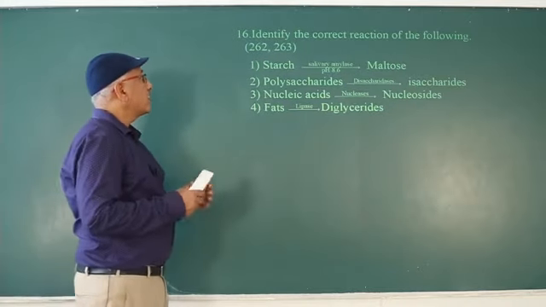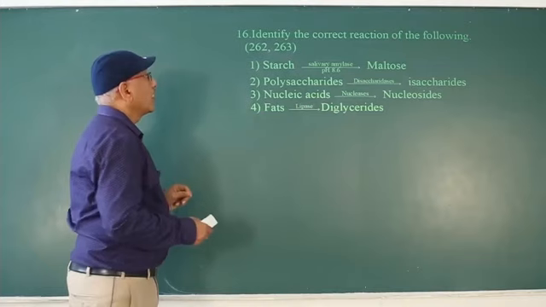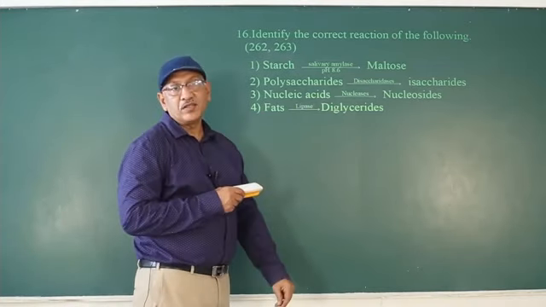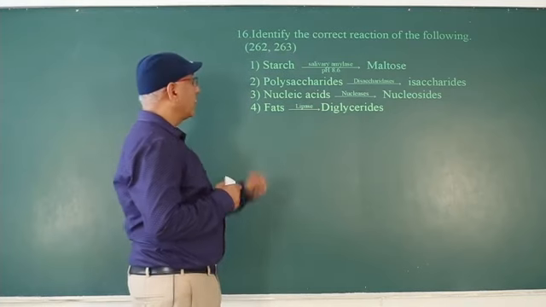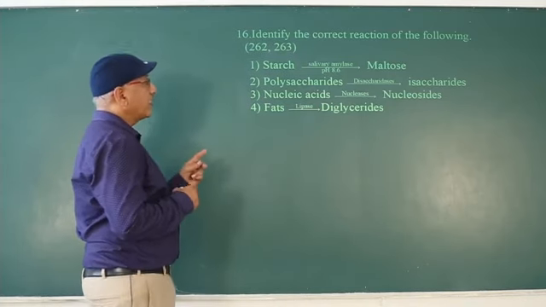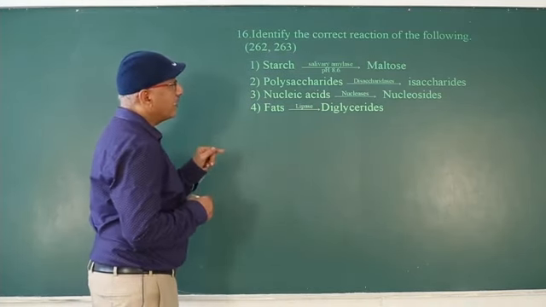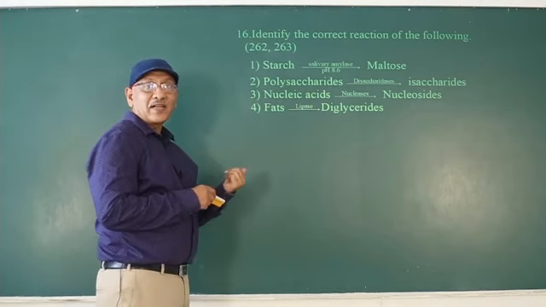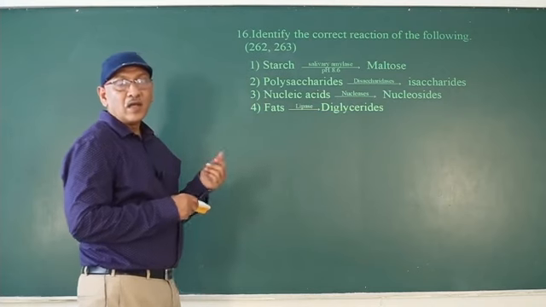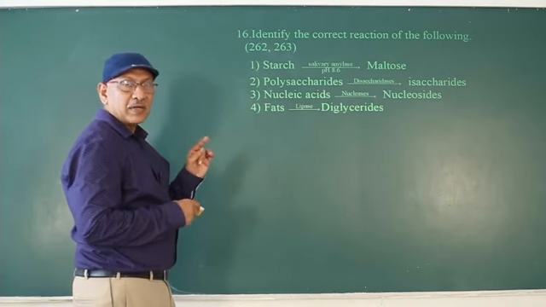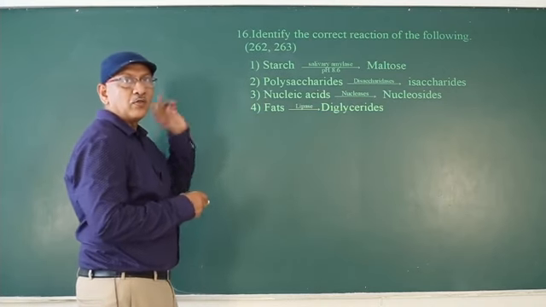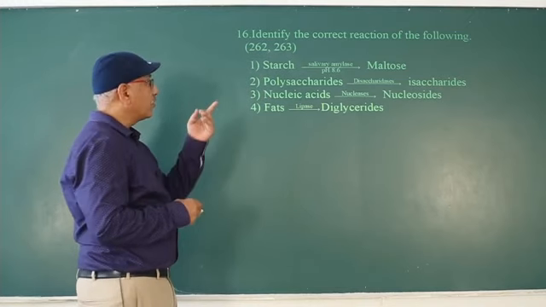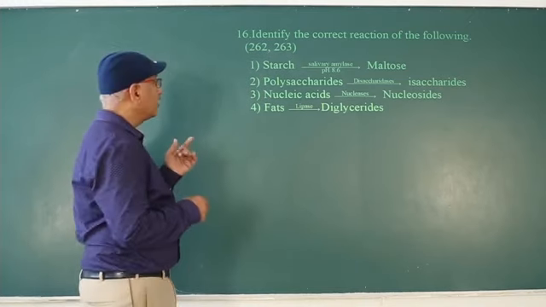Identify the correct reaction of the following. Starch, salivary amylase, pH 8.6, 6.8, that's why wrong. Second, polysaccharides, disaccharases act on disaccharides only, not polysaccharides. On polysaccharides, salivary amylase or pancreatic amylase only act, not disaccharases. So that's why the second statement is wrong.